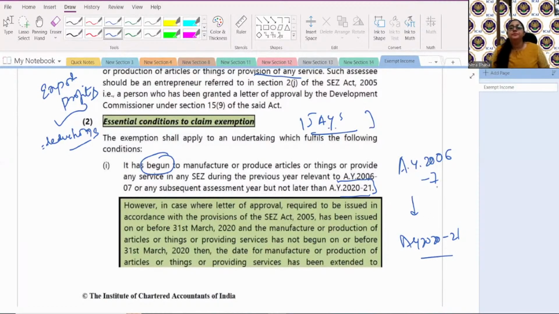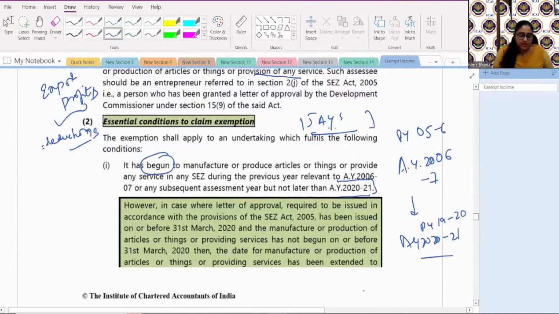In this period your manufacturing should start, which is like from the previous year 2005-06 to previous year 2019-20. So can I say till 31st March 2020 your manufacturing should have been started to qualify for section 10AA. Your manufacturing should have been started to qualify for section 10AA.